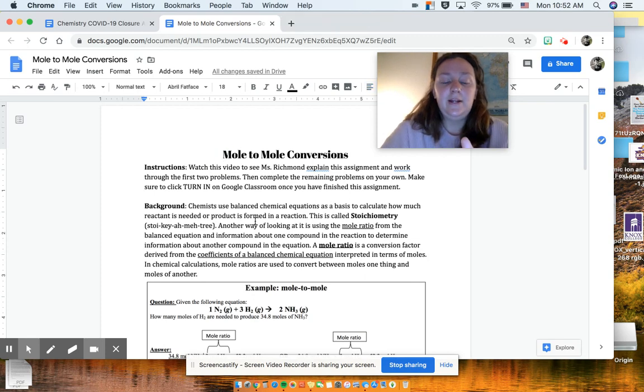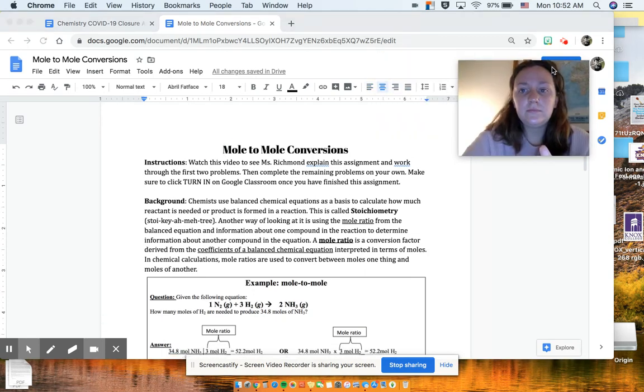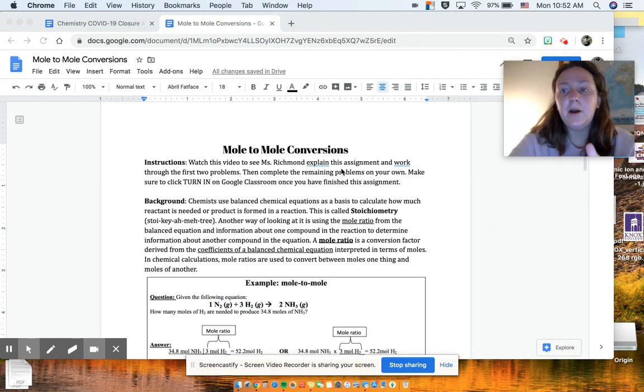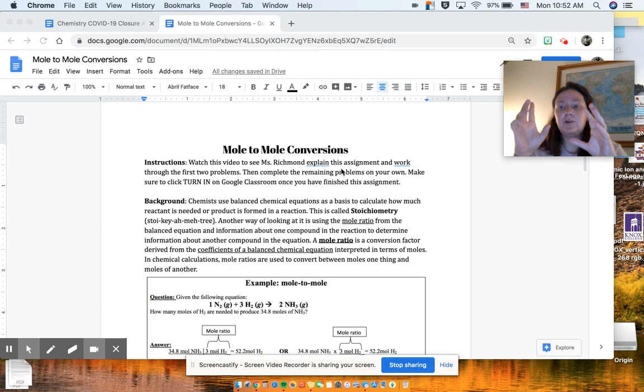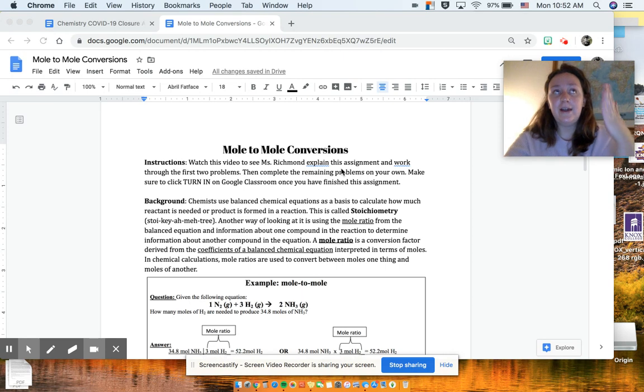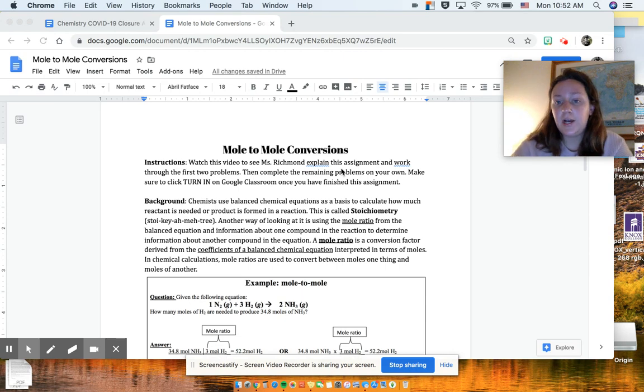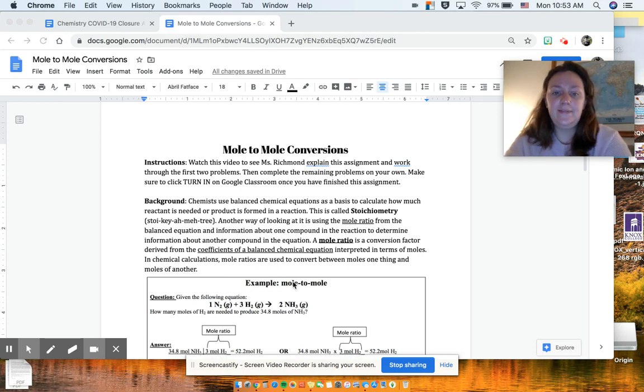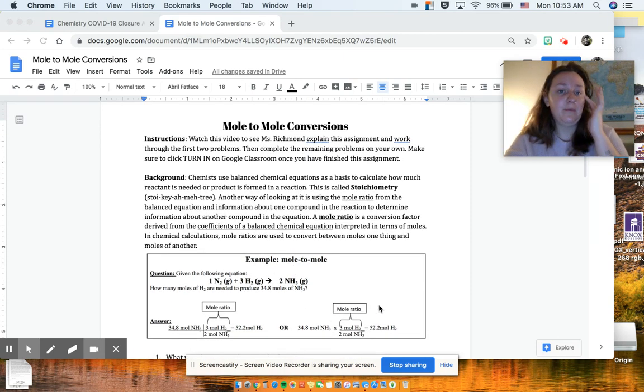So this is what you're going to be working on this week: mole to mole conversions, which is a part of stoichiometry. Stoichiometry is all about converting different quantities of matter in a balanced chemical reaction, figuring out, if I have this much H2O that I want to produce, how much hydrogen gas am I going to need? How much oxygen gas am I going to need? That type of thing. For this week, we're starting pretty basic, and we're doing just mole to mole conversions. So if I have this many moles of nitrogen gas, how many moles of ammonia gas, NH3, am I going to produce? And that's actually this equation that's down here, this example.